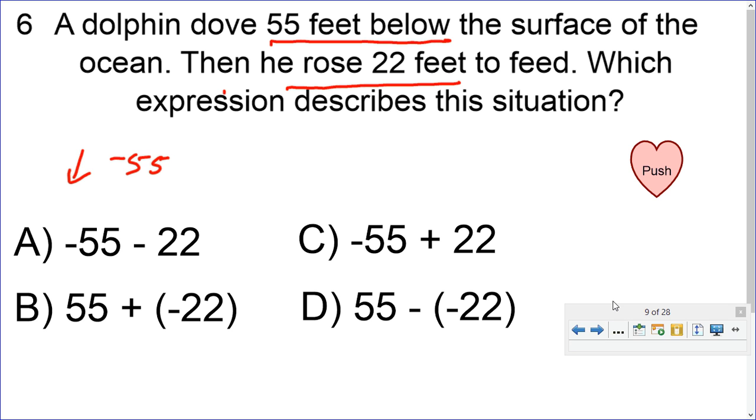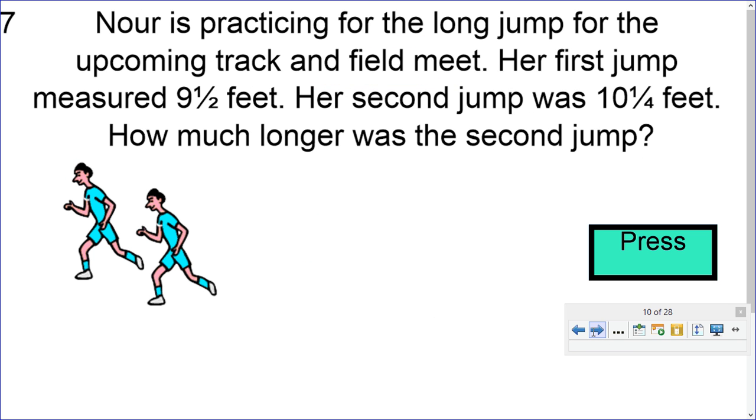And then he rose up. So then he rose up. So he went up 22 feet. So a negative 55 plus 22, and let's see, A and C look pretty good, but it looks like C is going to be the answer because I have the negative 55 to go down and the plus 22 to go up. So I'm going to go with C. So that's a good situation representing those numbers.